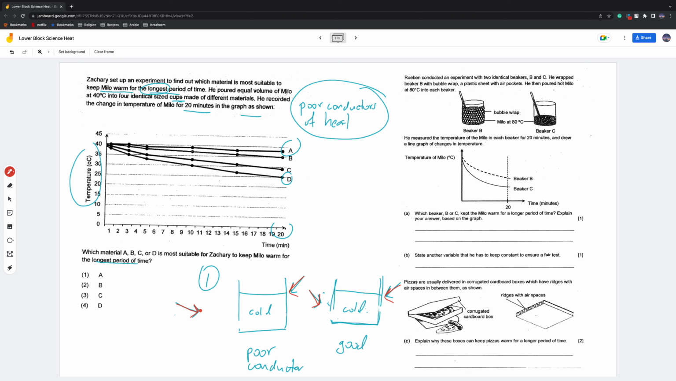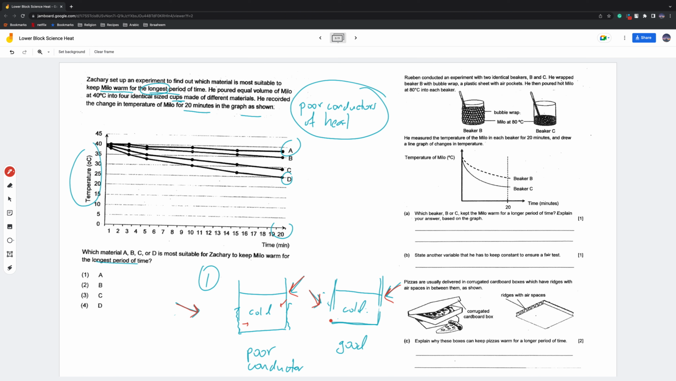So it's trying to go to the cold Milo. But the poor conductor again is preventing it from being conducted to the cold Milo quickly. Because it's a poor conductor, it's not going to conduct it quickly. So what happened is the cold Milo will gain heat slowly.